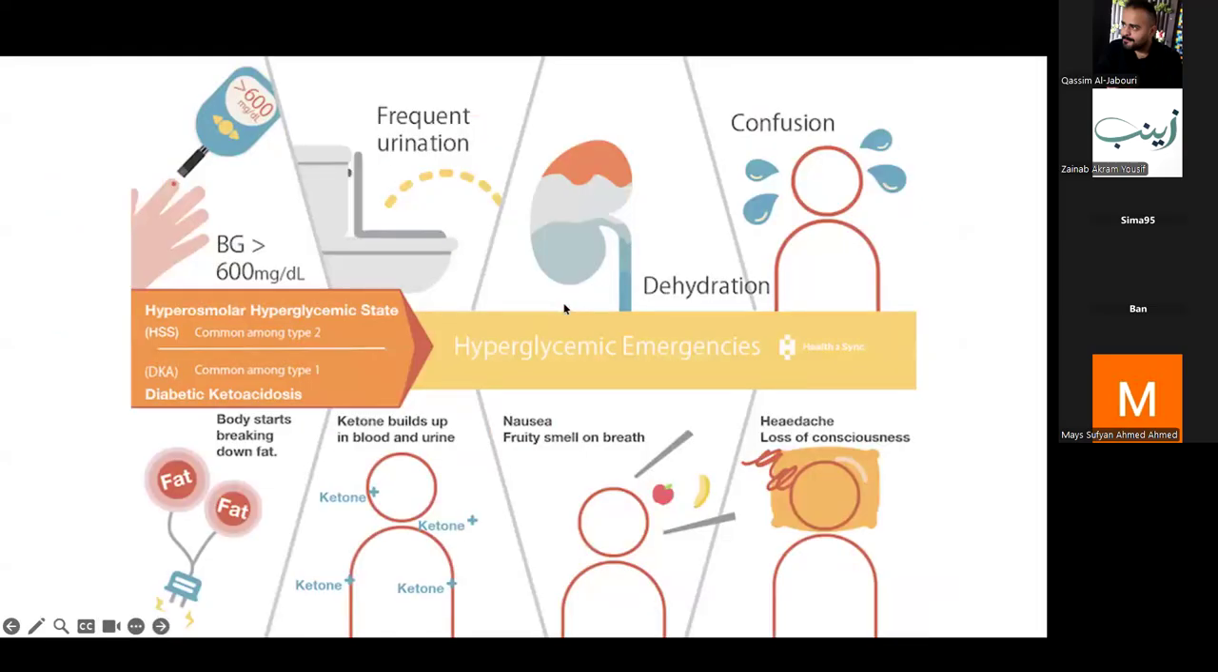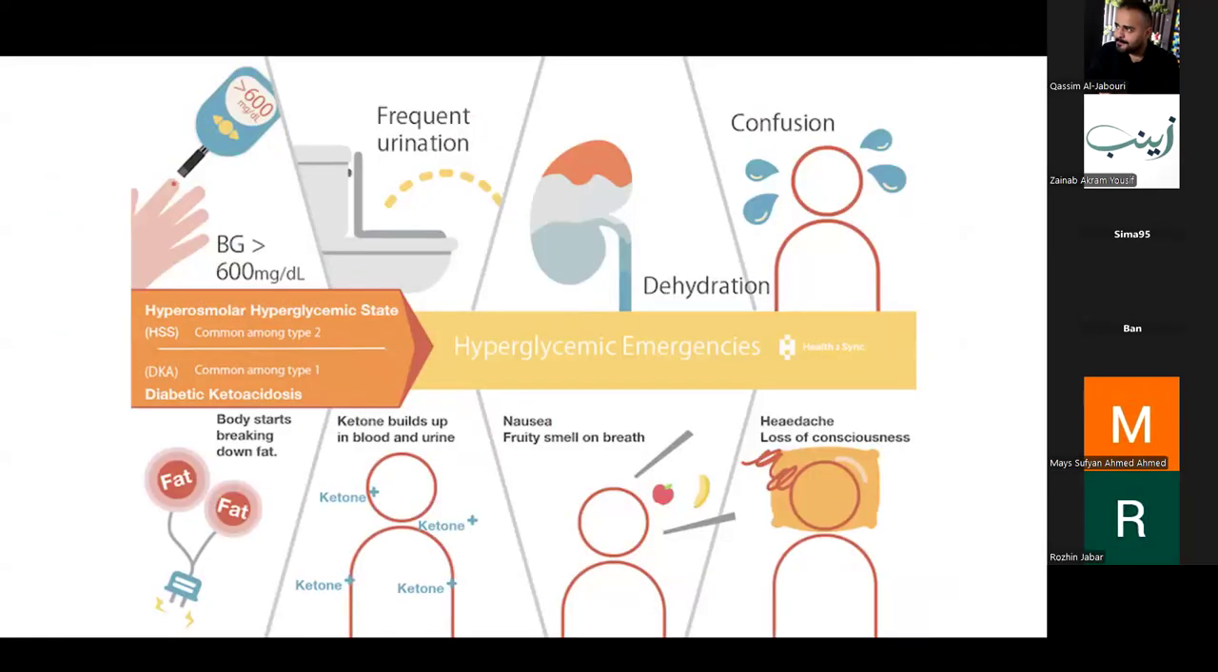Good. This slide just shows you a comparison between HHS and DKA. So in HHS patients, the main thing, as we said, is the hyperosmolality, hyperglycemia, and osmotic diuresis that leads to dehydration and subsequently the consequences of that dehydration. While in DKA, the acidosis and ketone body production that results from fat breakdown are the main problem and the main threat, alongside, of course, dehydration and hyperglycemia, but it's mainly the acidosis.